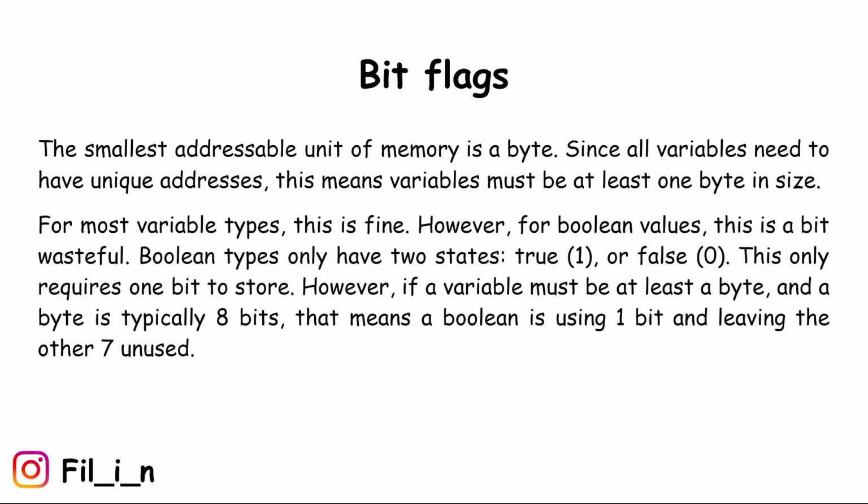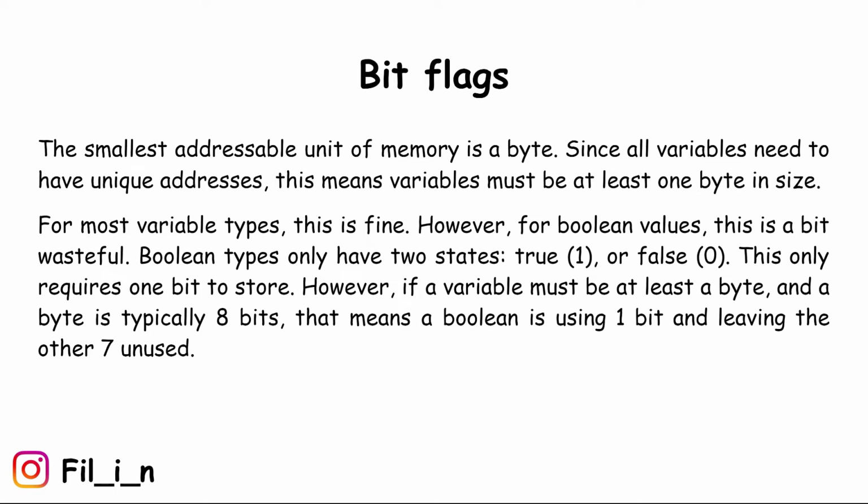The smallest addressable unit of memory is a byte. Since all variables need to have unique addresses, this means variables must be at least 1 byte in size. For most variable types, this is fine. However, for Boolean values, this is a bit wasteful. Boolean types only have two states, true, 1, or false, 0. This only requires 1 bit to store.